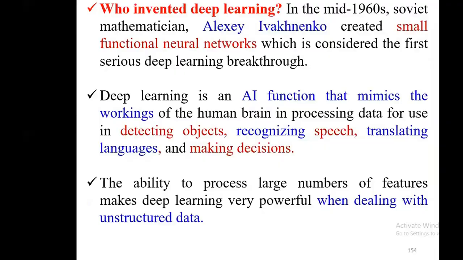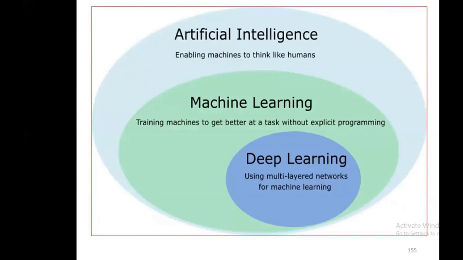Who invented deep learning? Alexei Ivanchenko is a Russian faculty member. He created small functional neural networks, which is considered the first serious deep learning breakthrough. So deep learning is an AI function that mimics the working of the human brain in processing data for use in detecting objects, recognizing speech, translating languages, and making decisions. That's why, using multi-layered networks for machine learning, we are using DNN, deep neural networks, convolutional neural networks, recurrent neural networks. In machine learning, learning from the observational data, training machines to get better at a task without explicit programming. Artificial intelligence, enabling machines to think like humans.